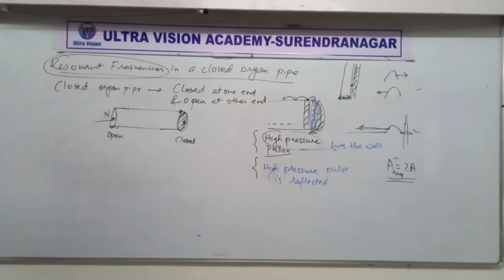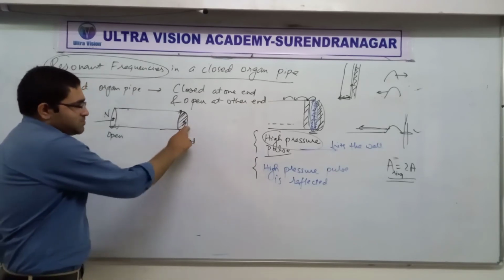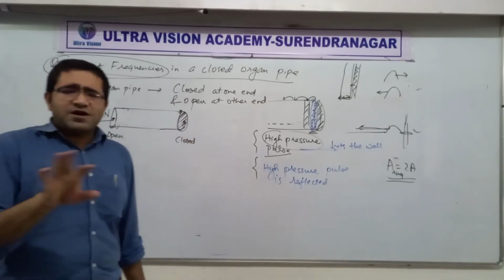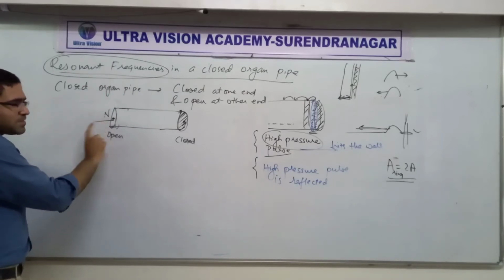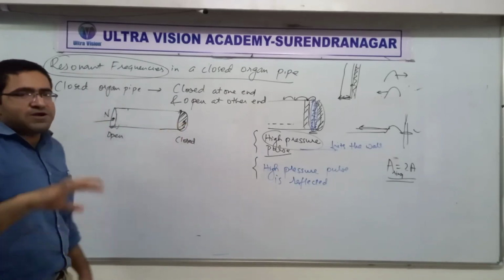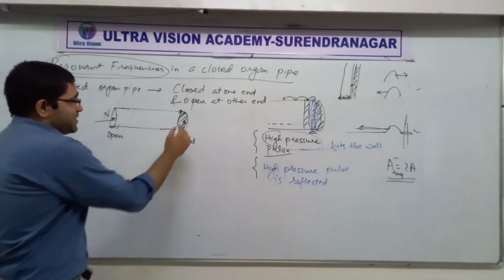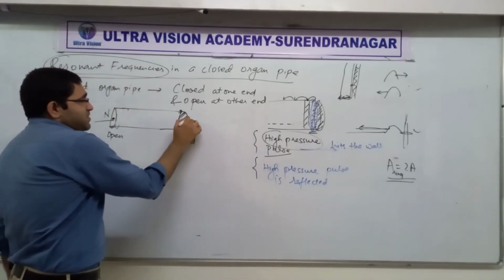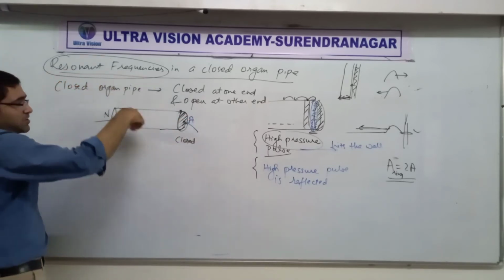So the same thing here. At this point, the closed point, we will not have zero change in pressure. That is, we will not have a node. No. At the closed point, we will have double change of pressure, which is actually the maximum possible. So that's why at this closed end, we don't have a node. We have a pressure antinode when we are talking about standing wave.